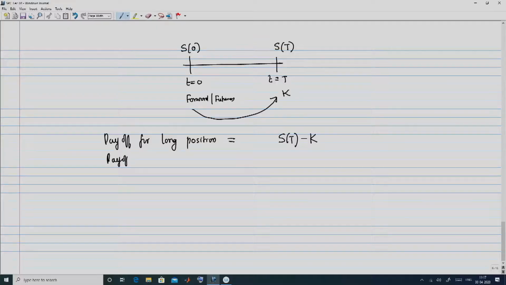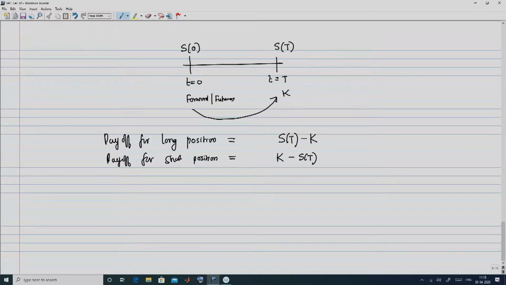From the counterparty's point of view, that means from the point of view of the short position, the payoff for the short position is going to be nothing but K minus S of t. So, this means that they are receiving an amount of K, and minus S t is the amount.